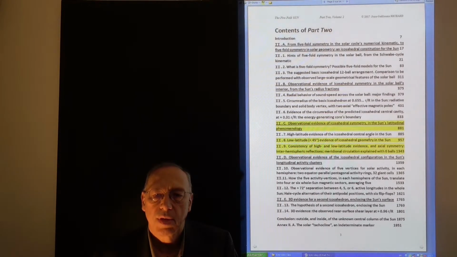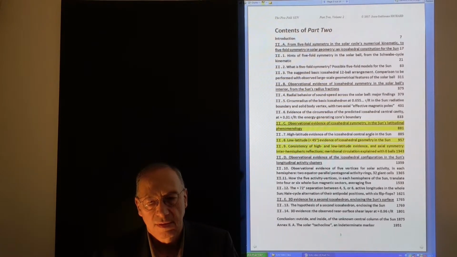In part 2, we are back into sections 2.8 and 2.9, which deal mostly with the latitudinal evidence, but this is where we will find the 144 rotations seen from a spatial point of view, which will allow us to propose a relationship between the time expression and the spatial expression of fivefold symmetry in the Sun.